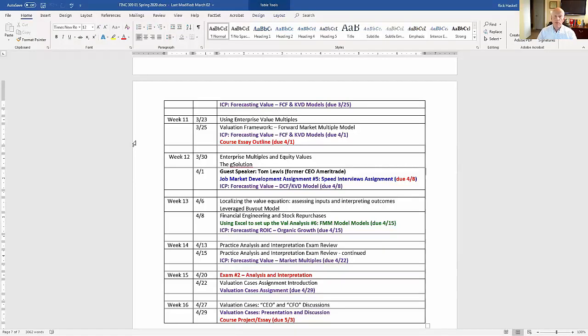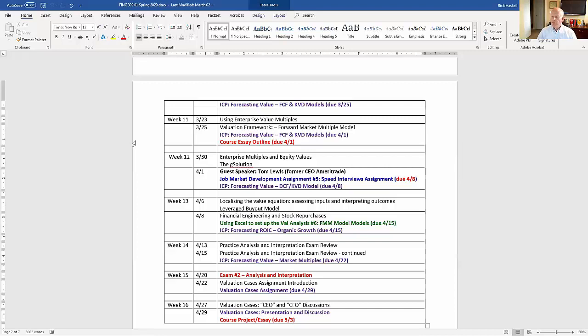That'll be Tom Lewis. And Mr. Lewis is the former CEO of Ameritrade. He sits on the advisory board for the Gore School of Business and is a good friend of Ern Budvarsson. You may have heard him speak in some of the entrepreneurial lecture series discussions.